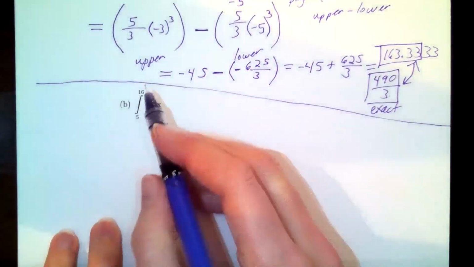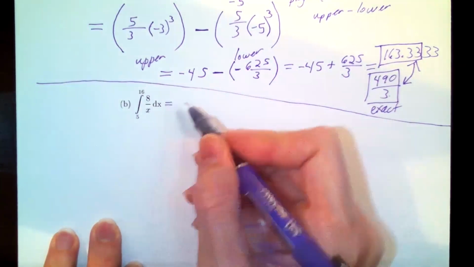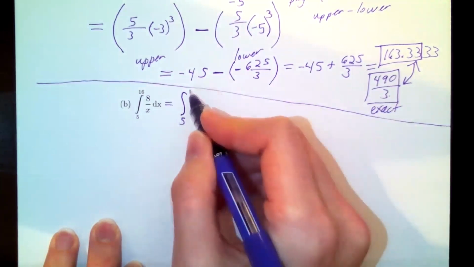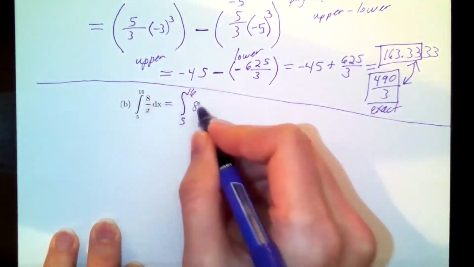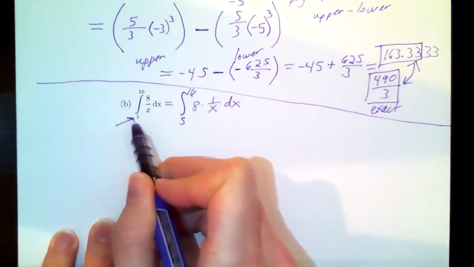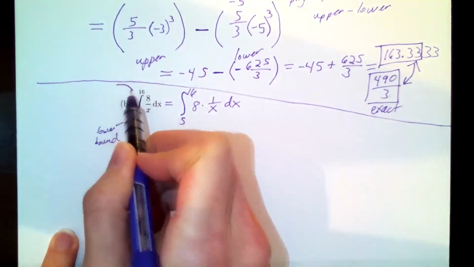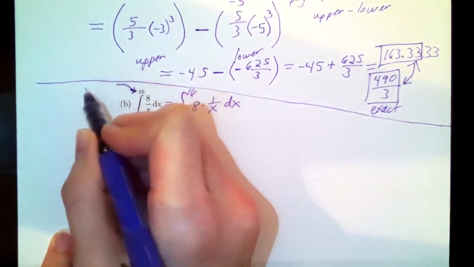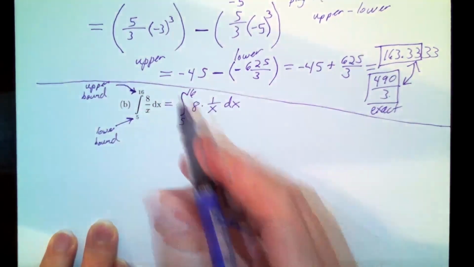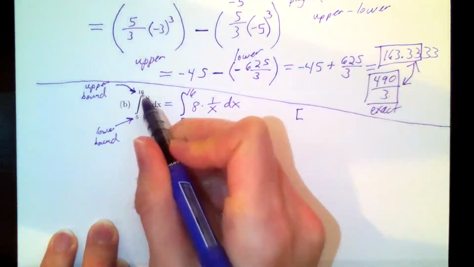Practice makes perfect. I have the integral from 5 to 16 of 8 over x dx. Before I get started, you might think of this as 8 times 1 over x dx. Also, 5 is called the lower bound. It's sitting down there on the bottom. And 16 here is called the upper bound. And it's sitting along the top. But what that means is they're considering integrating this function on the interval 5 to 16.